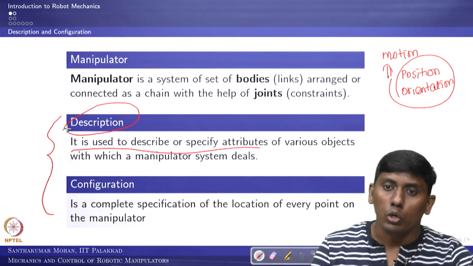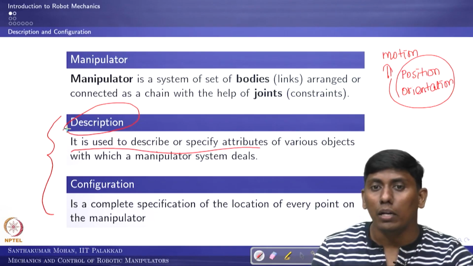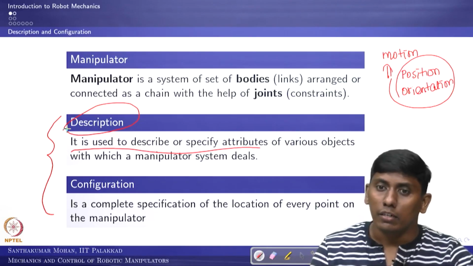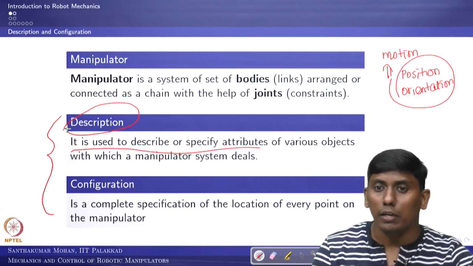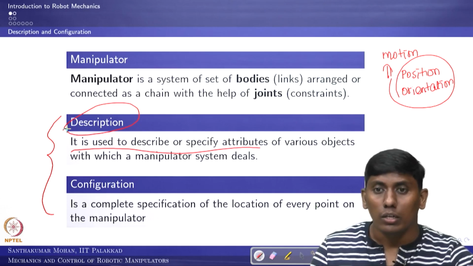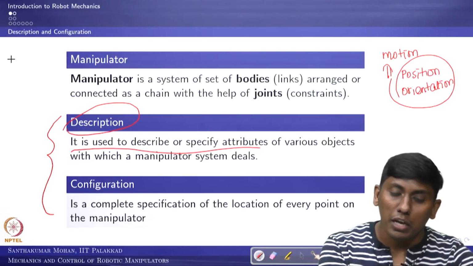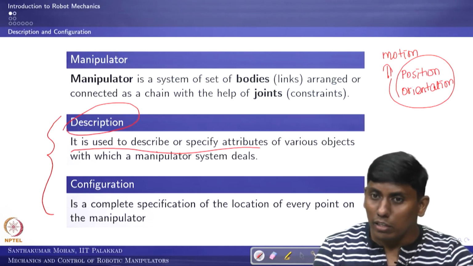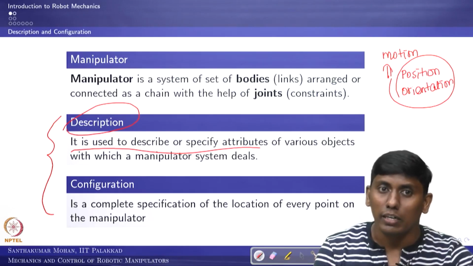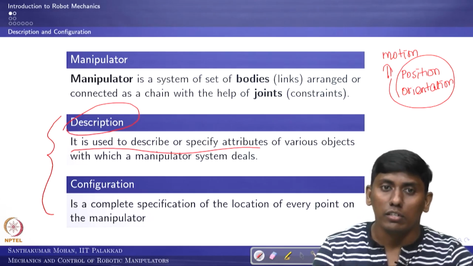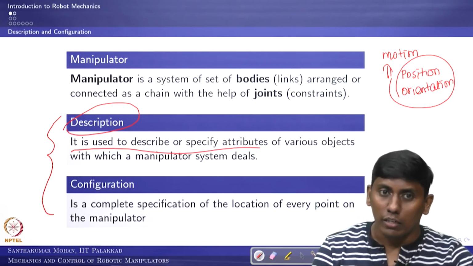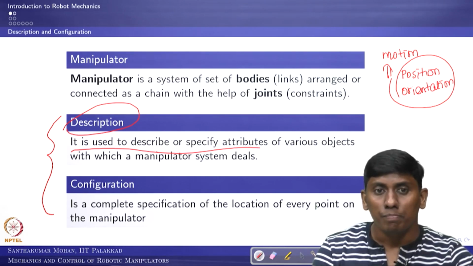In a similar way, "short in height" may not be applicable if we go to Mongolian countries. They may actually be shorter than me, and then I cannot be called short. So you should have a reference. In this particular course, one of the major reference systems we are going to consider is the Cartesian coordinate system, which consists of three mutually perpendicular axes. That coordinate system we are going to use.